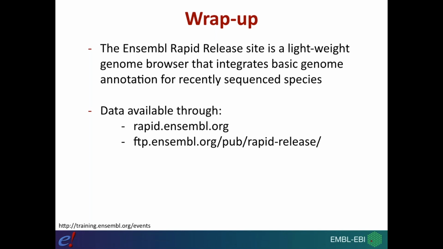So just to summarize what we covered today, the Ensembl Rapid Release site is a lightweight genome browser that integrates some basic gene annotation data for recently sequenced species. And this has been mainly in response to the large amount of genome assemblies that are being produced by large collaborative projects and individual research groups around the world. And the data is all available through rapid.ensembl.org, that's the genome browser, or through ftp.ensembl.org/pub/rapid_release. So that's the address for the Rapid Release FTP site.